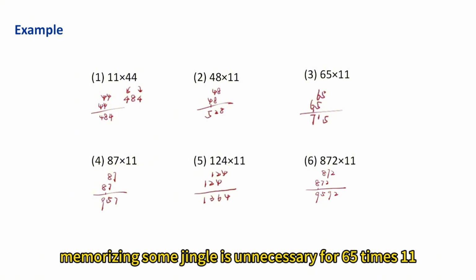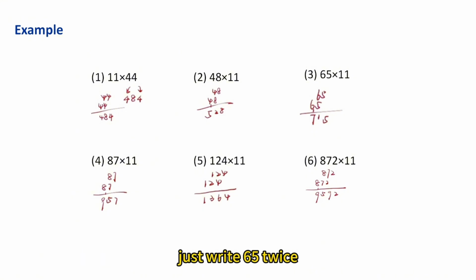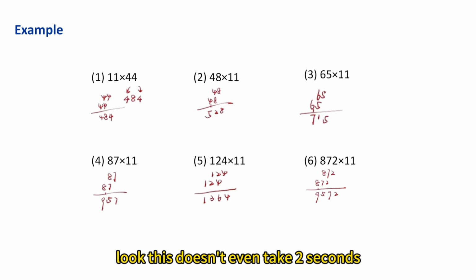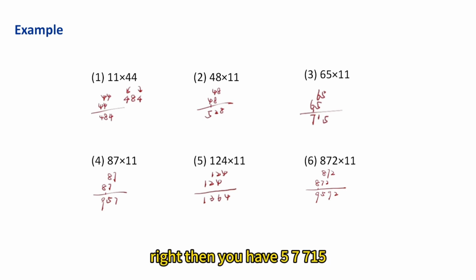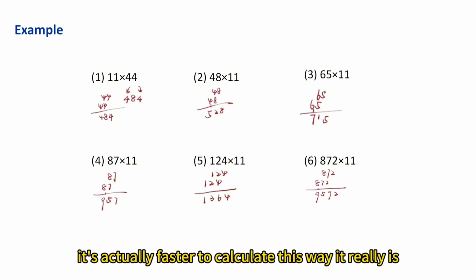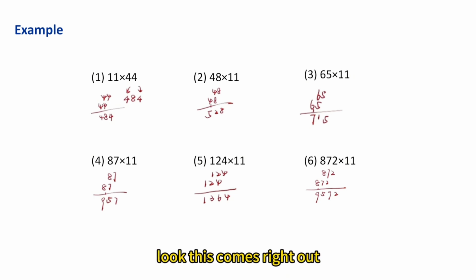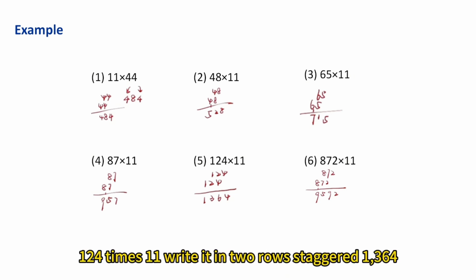For 65 times 11, just write 65 twice. Look, this doesn't even take 2 seconds. Does it even take 2 seconds? Right. Then you have 715. It's clear at a glance. It's actually faster to calculate this way. It really is. 87 times 11. Look, this comes right out. 957. Right.